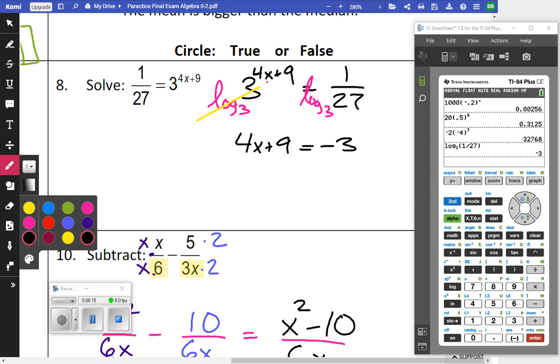Then I just solve it. Now it's just a normal math problem. I'm going to subtract 9. 4x is negative 12. Divide by 4. Divide by 4. X is negative 3.